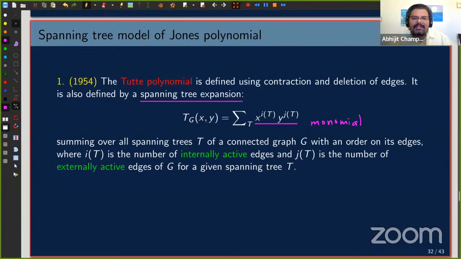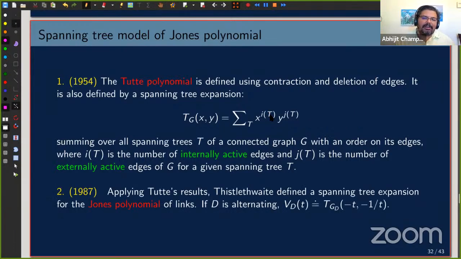You pick an ordering of the edges, and then there is something called the activity of every edge, corresponding to the order of the edge and the cycle or the cut or something. So there is some graph theoretic activity, and you get a number for every edge of that spanning tree. And now you get a number for every spanning tree depending on how many internally active and externally active edges there are, and that's what the Tutte polynomial is. And so Thistlethwaite took this Tutte polynomial and gave a definition of the Jones polynomial as a specialization of the Tutte polynomial.